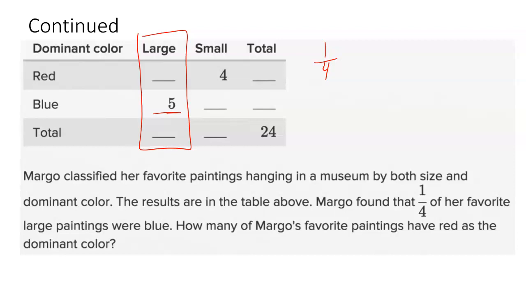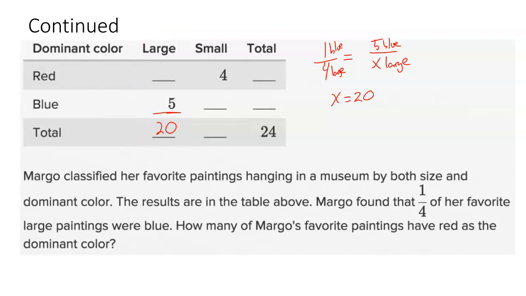So if that's our ratio, we can set up a quick proportion and say one blue painting for every 4 large paintings. And if we know that 5 blue paintings out of how many large paintings, we now have our proportion that we can solve, and we get x equals 20. And so that fills in this column with the total number of large paintings. And then from there we can work backwards and fill in red. We say, okay, I have a total of 20 large paintings. 5 of them are blue. If I subtract that 5, I end up with the other 15 large paintings being red.